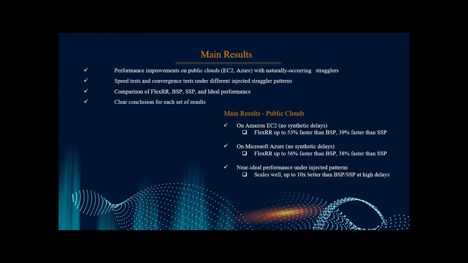We have straggler patterns. Straggler refers to the machines or cores that fall behind in their assigned tasks and slow down the overall training process. And we have FlexRR performance improvement. FlexRR can significantly outperform BSP and SSP in terms of training speed, especially when stragglers are present. For example, FlexRR can be up to 56% faster than BSP on Microsoft Azure with no synthetic delays introduced.